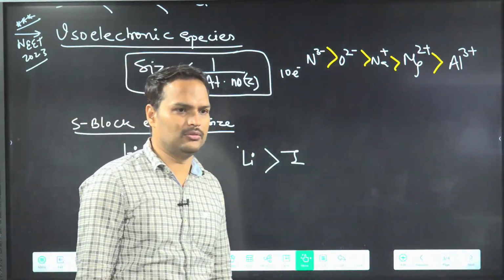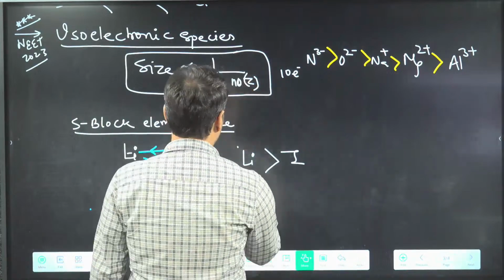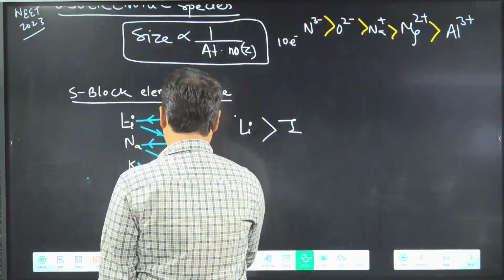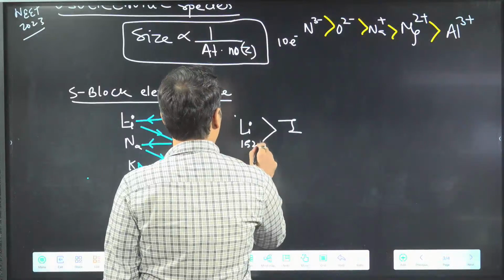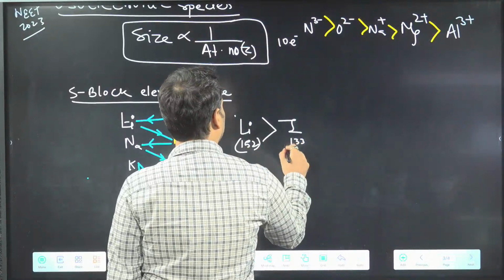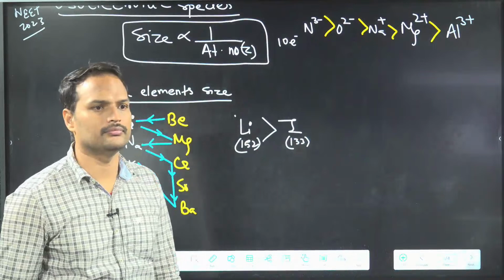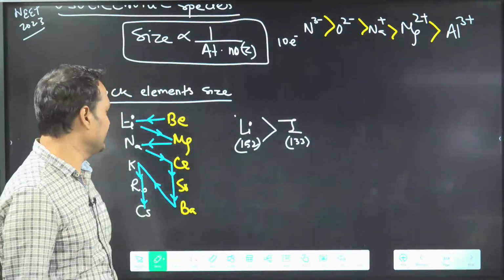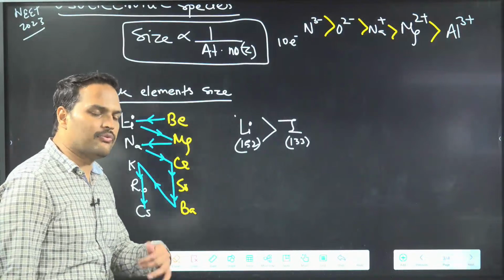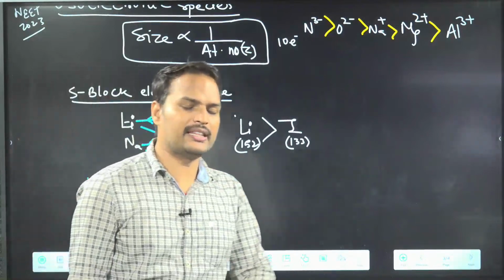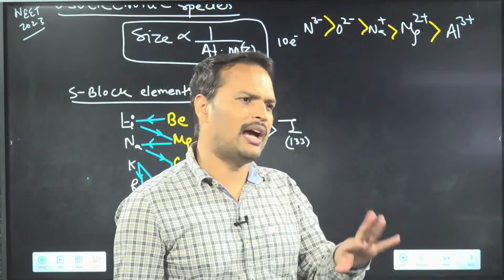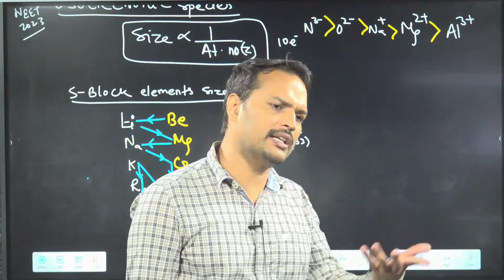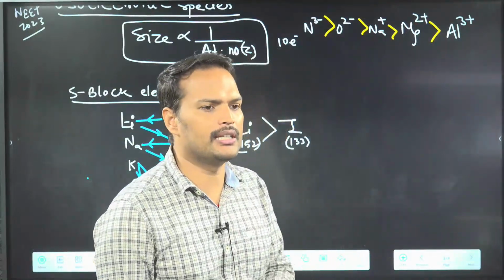It is 152, not 752. In NCERT you go and check, this is written around 152 and this is written around 133. Clear? Got the point? So in the next class we will deal with the exceptional things and then we will move to ionization energy. Whatever we study in ionization energy will be in the syllabus. Clear till this point, everyone?